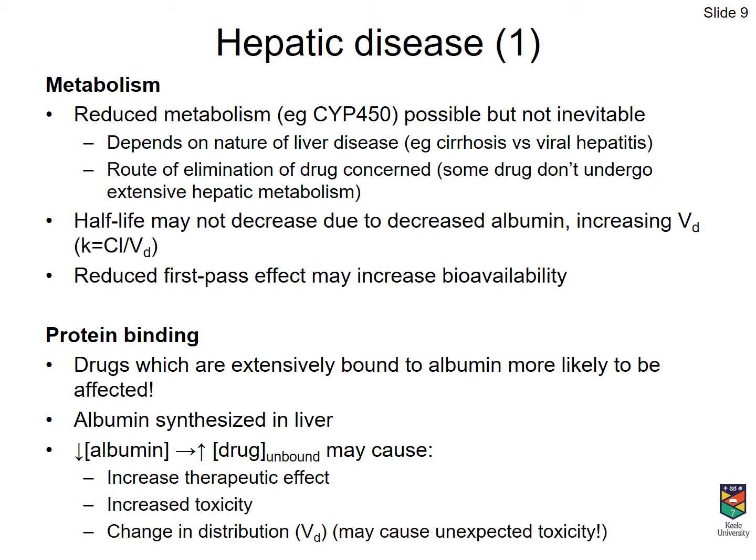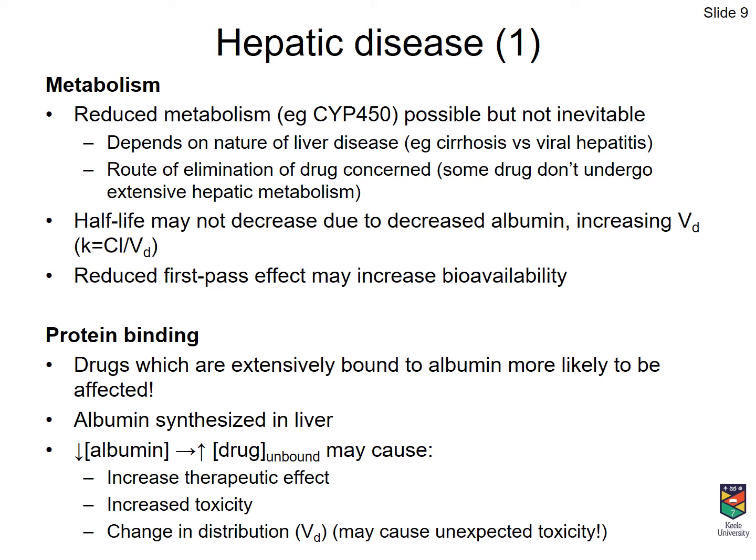Lastly, we need to consider the effect of bioavailability, or the effect of hepatic disease on bioavailability. So if the drug undergoes extensive liver metabolism, then if a patient has liver disease, then if it undergoes significant first-pass metabolism, that might be reduced. And so you may actually see an increase in bioavailability of a drug in a patient who has extensive hepatic disease.